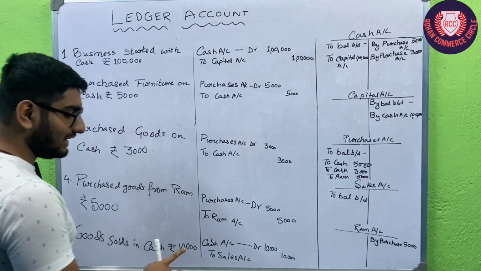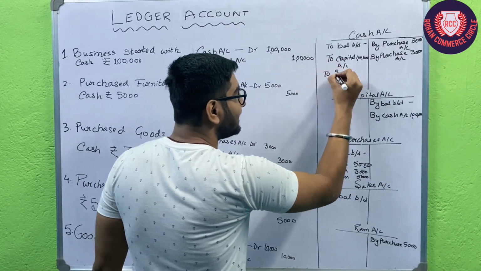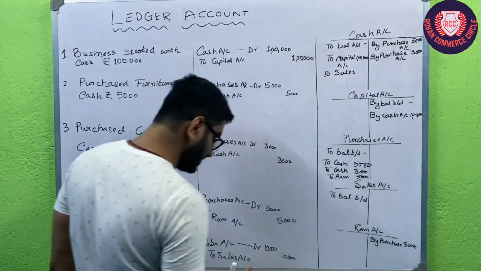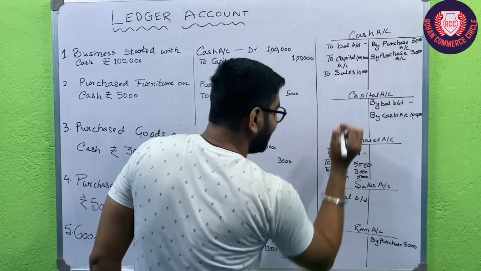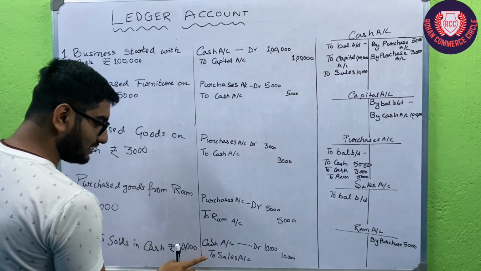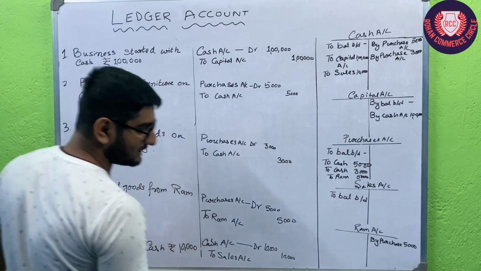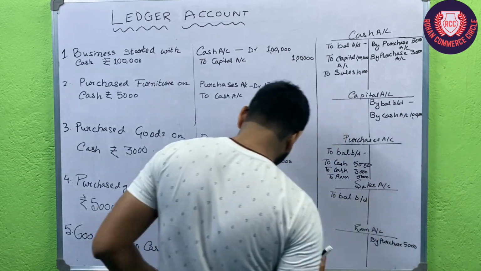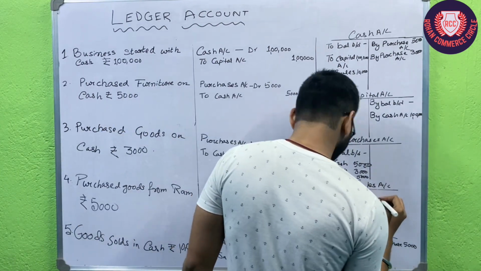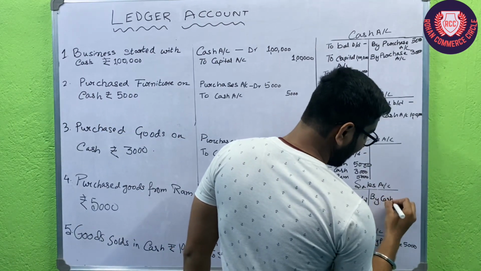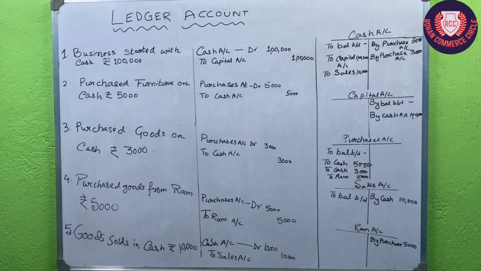So what will we write in the cash account? In the ledger cash account we will write to sales, rupees 10,000. And in the sales account we will write by cash, 10,000. Okay, students, I hope this part is clear.